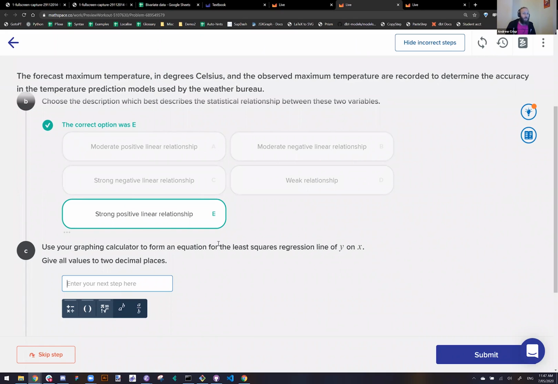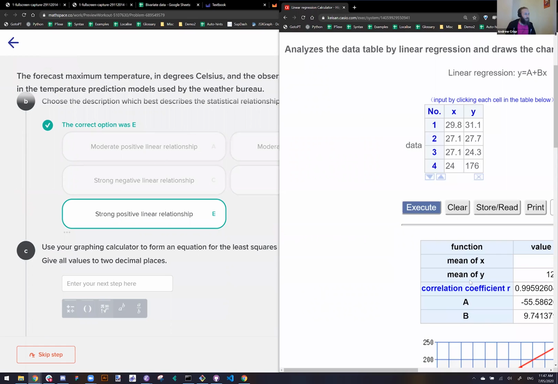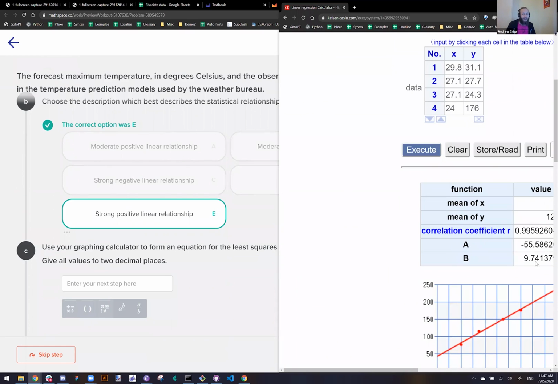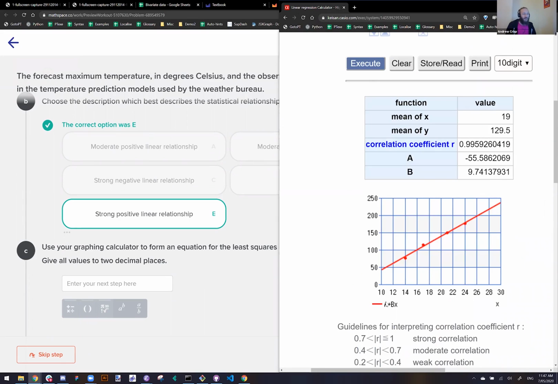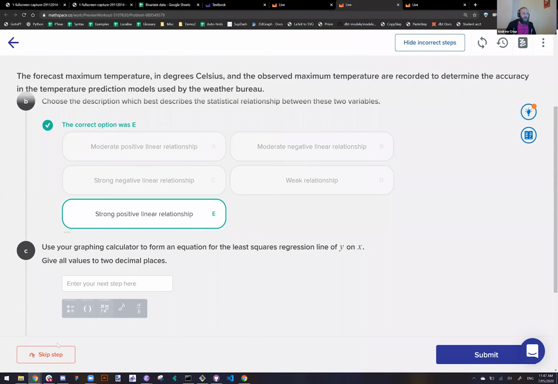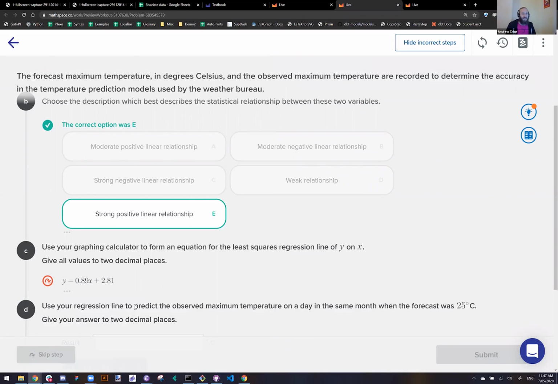Use your calculator to form an equation for the least square regression line of y on x. Give all values to 2 decimal places. Once again, I'm going to pretend like I put all the values in here and got my answer out, but I'm just going to repeat the same caution that I gave last time. Almost always, the values are not the way around you think they are. The first value is the Y-intercept and the second value is the gradient. Blame statisticians. It's not on me. So once again, thanks Mathspace, you're going to tell me the answer here.